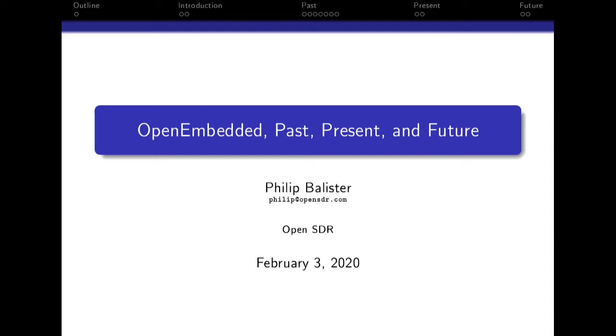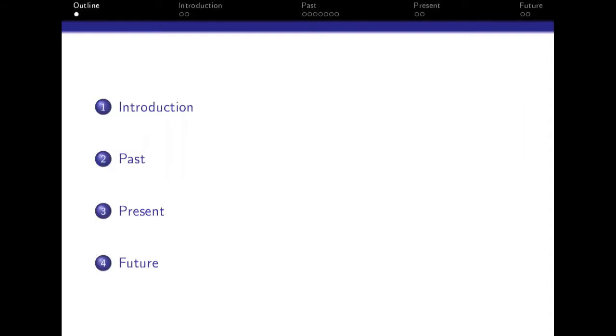I am Philip Balister. I've been associated with OpenEmbedded and Yocto Project since about 2006, which kind of makes me an old man, and I feel like it. You're old. I'm old. I remember when some of you were young.